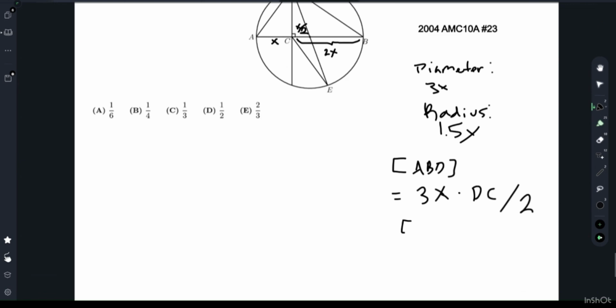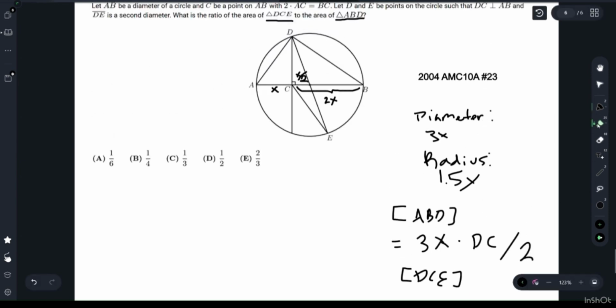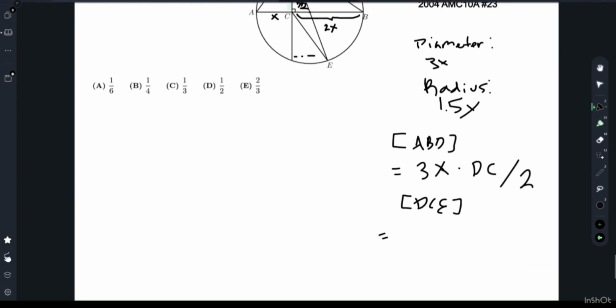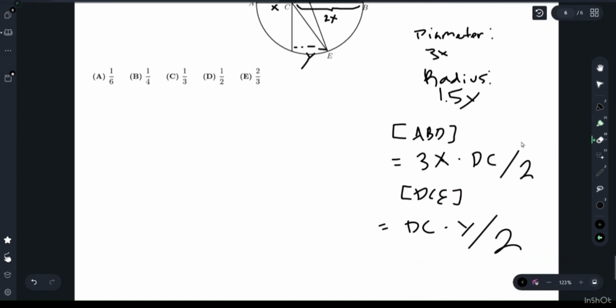And we know the area of the other one, DCE. Well, how do we find the area of DCE? Well, let's take the base DC. So if we want to find the height, it would be the length here, would be its height. So it would be DC times, let's set this length to be something like y. So DC times y over 2. And because we're finding the ratio, we can multiply both by 2, so we don't have to consider taking the half.